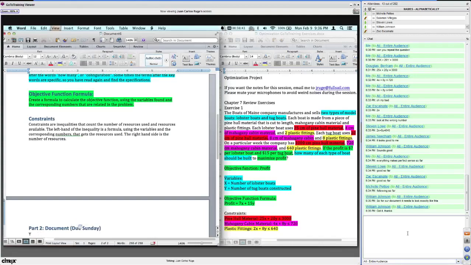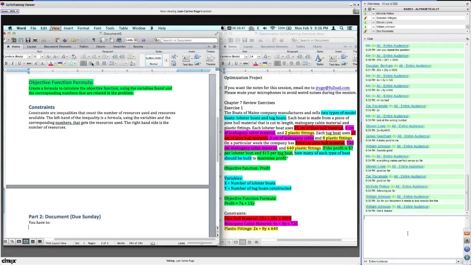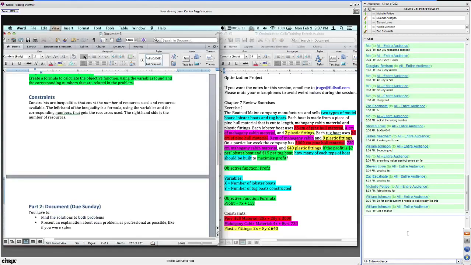Part two is due Sunday, and you have to find the solution to the problem, to both problems. Present an explanation about both problems, about each problem, as professional as possible, like if you were submitting your results to your supervisor or manager.